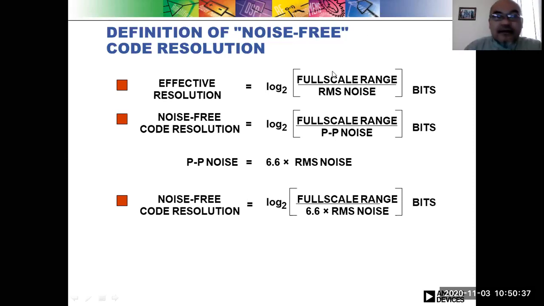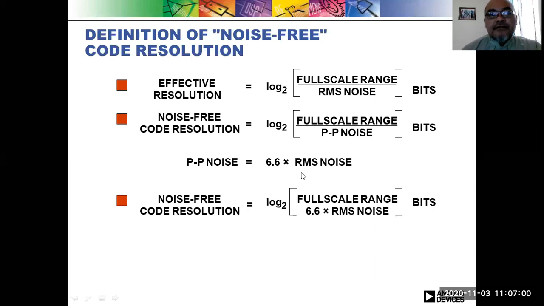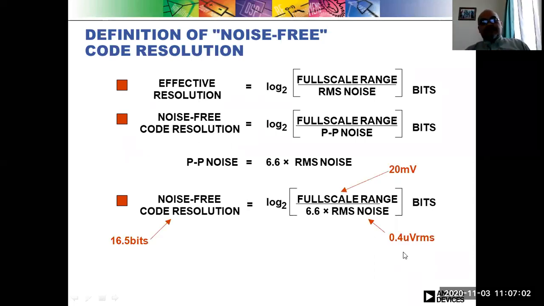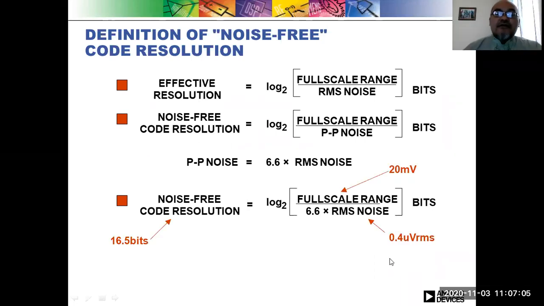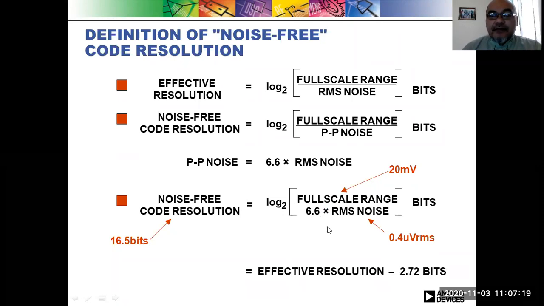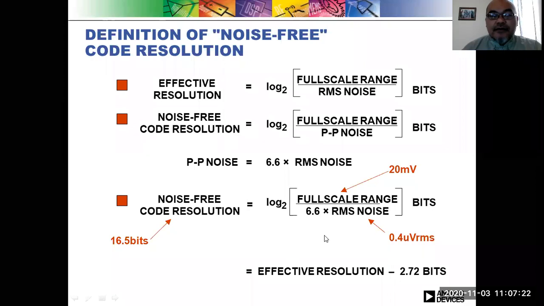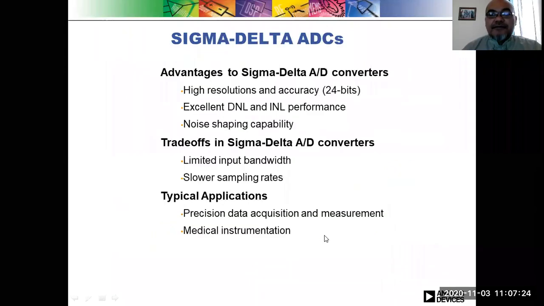Okay, since time is up, the noise-free code resolution is calculated using this formula: base 2 logarithm of the full scale range divided by 6.6 times the RMS noise. Here, we can also calculate the effective resolution.